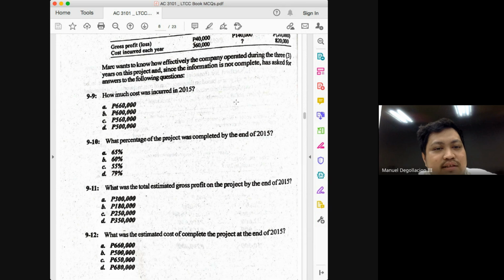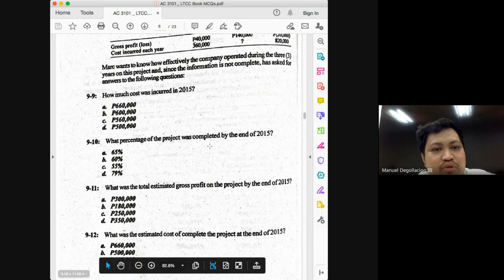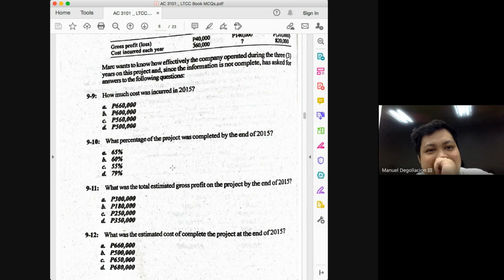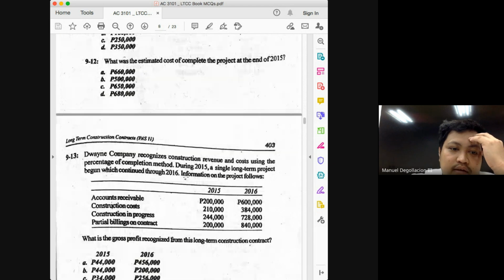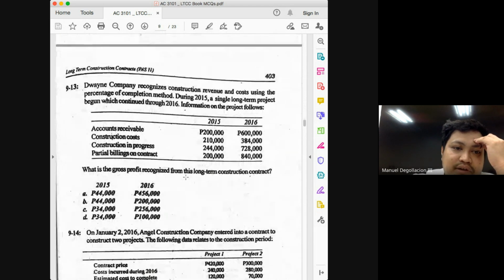Because this is exactly how these problems will be difficult, class. Okay, you will not be asked by the RGP anymore. You'll be asked to work back, class, and you have to understand what the amounts represent for you to be able to work back these amounts. Okay, 9-13.